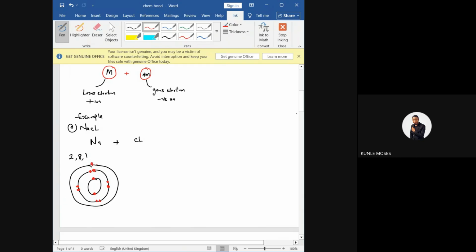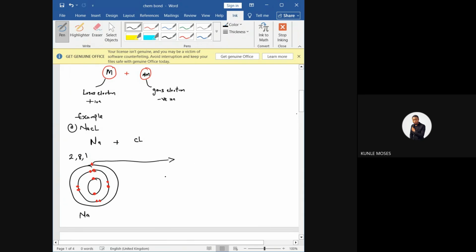You can see that between sodium gaining 7 and losing 1, which one is easier? Losing the 1, right? In order to have the octet structure, if it loses this one, this third shell will not be there again. So it remains 2,8. So sodium will rather transfer this one electron to chlorine here.